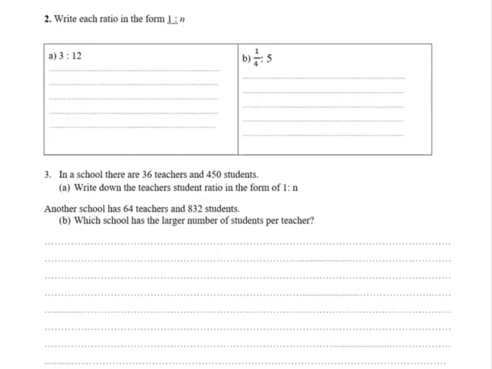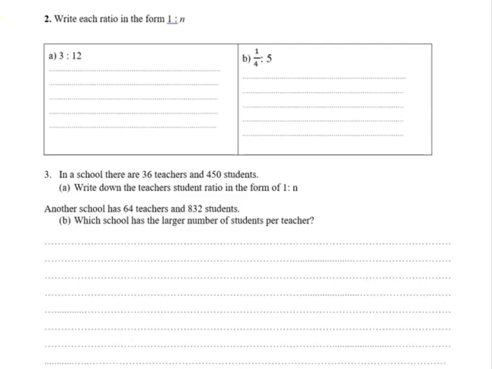Question number 2. Write each ratio in the form of 1:n. Now 1:n, it means the first number in the ratio has to be 1. n could be whatever because it's a variable. So it doesn't matter. It could be a whole number, a fraction, or a decimal number. It does not matter. But the first number has to be 1.